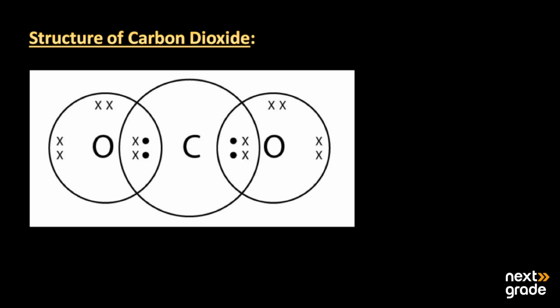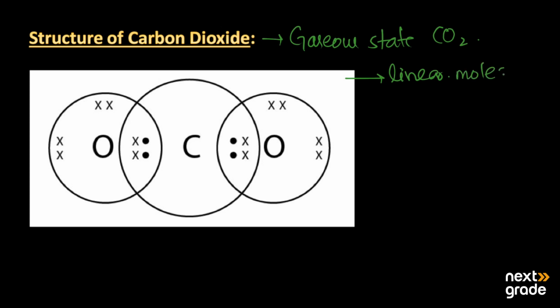When we have a look at the structure of carbon dioxide, we can see that carbon dioxide mainly exists in the gaseous state. So the physical state is the gaseous state, and its molecular formula is CO2. Carbon dioxide makes a structure. This structure we call a linear structure or linear molecule.